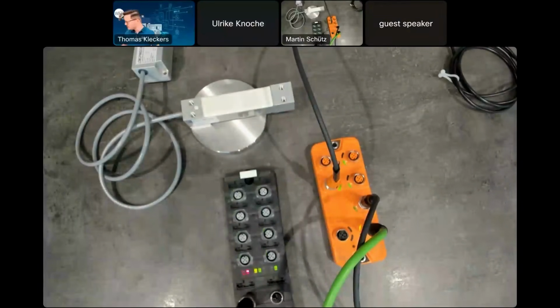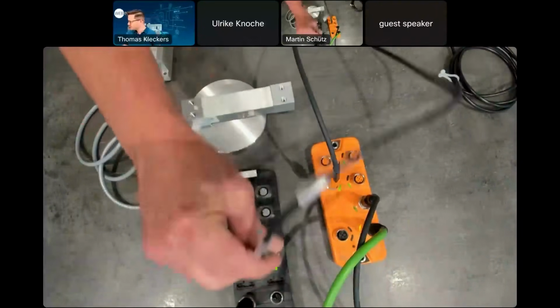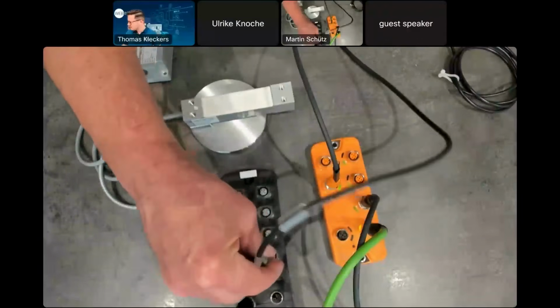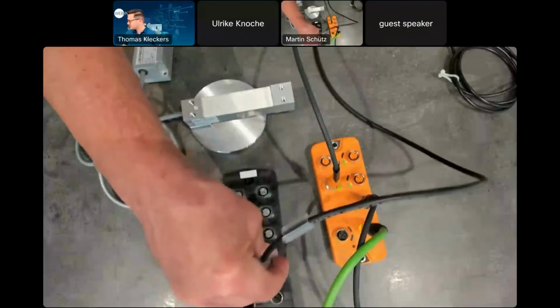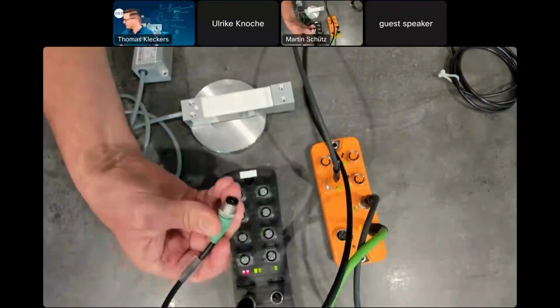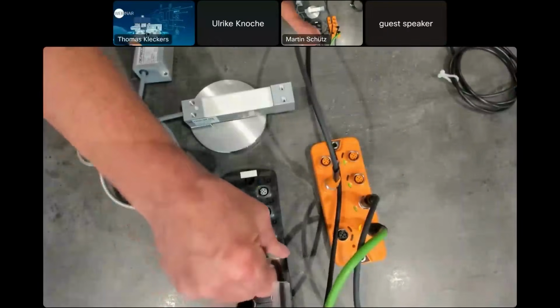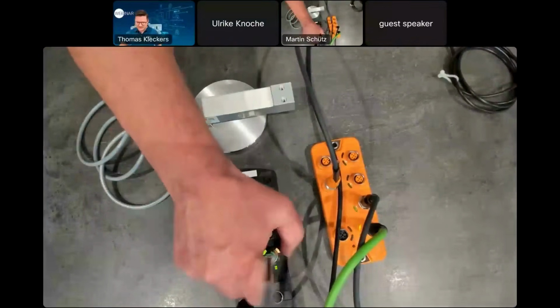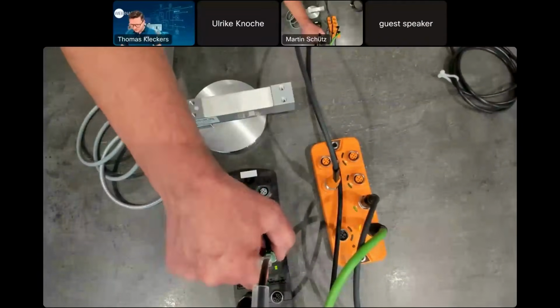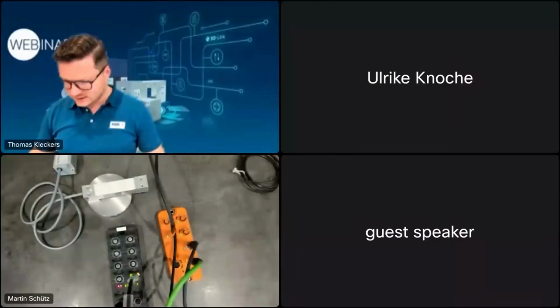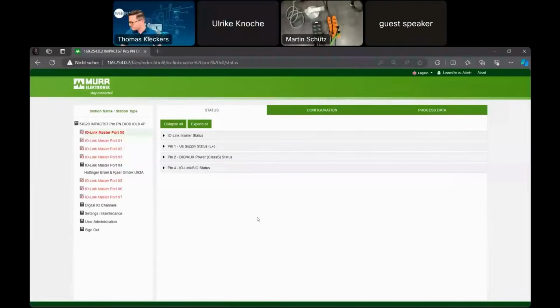So the U93A will be connected. Shall I do it now? You can connect it to a different master. Yes, that's the pin here. Yeah. There it is. So now it's connected. And what I will show you now in a second here is the integrated web server from the master that we have connected. So it has an integrated web server.